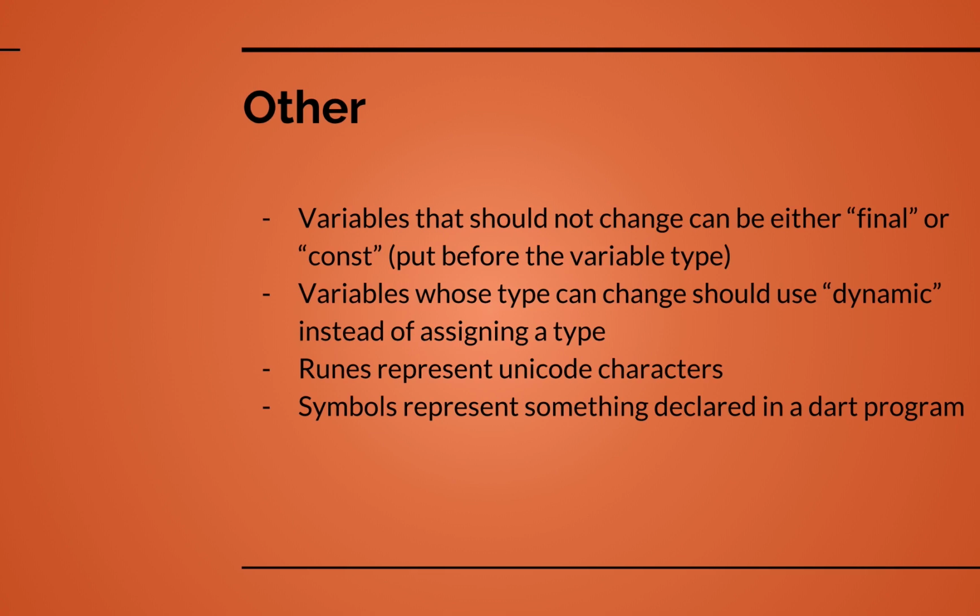So in that case, instead of integer age is equal to 25, I would do dynamic age is equal to 25. That way I could assign it a string value, or an integer value, or a Boolean value, or a double value.